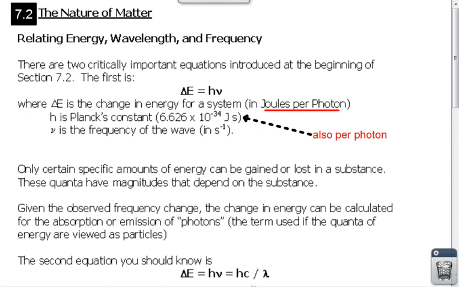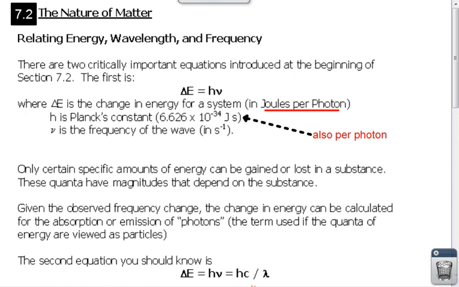This is an equation we're not used to. This is a new one. E, change in energy, is equal to Planck's constant times the frequency of the wave. Planck's constant, new to you? It was new to me the first time I saw it.